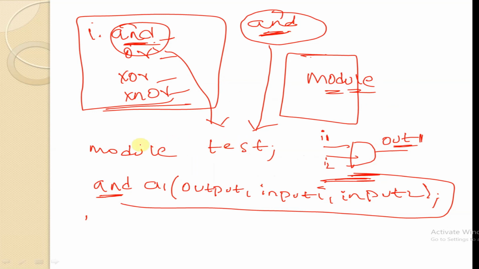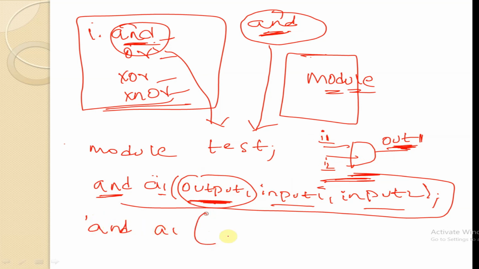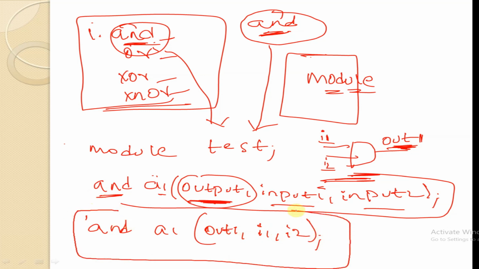So here we are using positional based instantiation. This is the rule that we should mention the output followed by input 1 and input 2. We can also take 3 inputs, 4 inputs, and so on. We can take as many inputs as we want, but first we should mention the output followed by the inputs. In our example, we have I1 and I2 as inputs and out1 as output. So we will write and A1 (out1, I1, I2). What happens? An AND gate will be synthesized at the output.